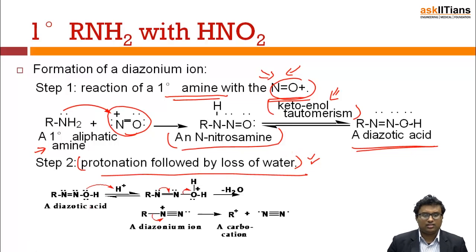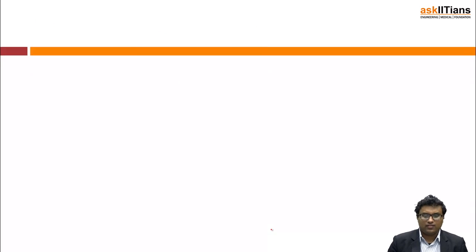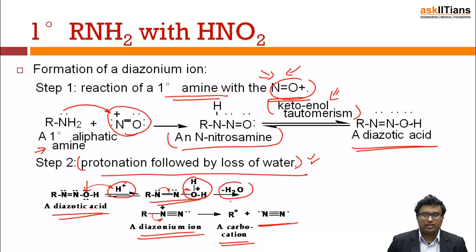That means I have a diazoic acid in presence of acidic medium. What happens? Then a proton gets added. Once the proton gets added, removal of a water molecule takes place, you will get a diazonium ion, and afterwards this diazonium ion can be converted into a carbocation and N2. So what is the final product? It is a carbocation and N2.